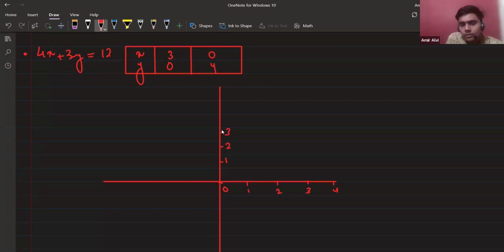So now the first pair: x is 3, y is 0. Y is 0, x is 3. So our first point is here. Let me take this point with a different marker. Our first point is this. Clear? Then x is 0 and y is 4. This is our other point. Join the line.